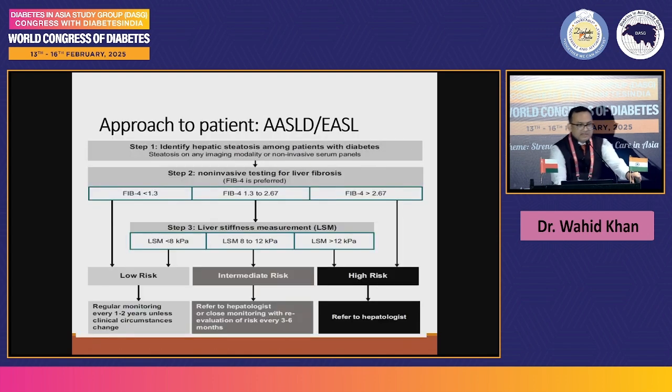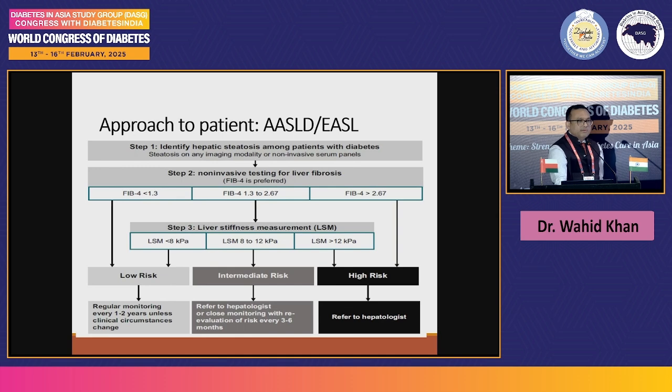As recommended by the American Association for the Study of Liver Diseases and the European Association for the Study of the Liver, every diabetic patient must undergo a non-invasive liver fibrosis test. The preferred test is FIB4, which is quite convenient, utilizing just 4 parameters: age, ALT, AST and platelet values. If the value is less than 1.3, then we just need to clinically monitor the patient every 1 to 3 years, unless some clinical variation happens and his diabetes worsens.